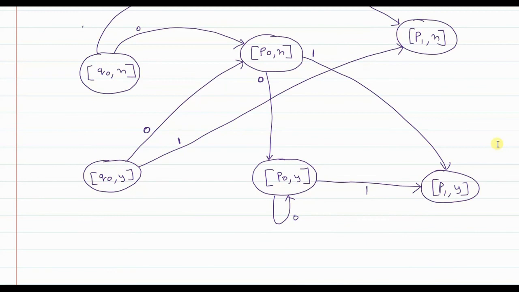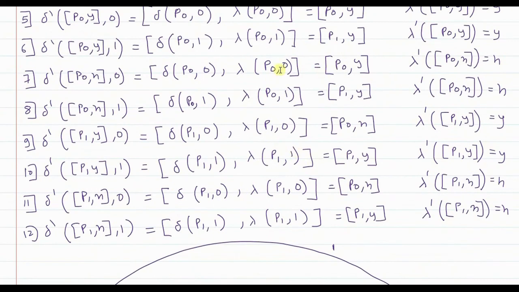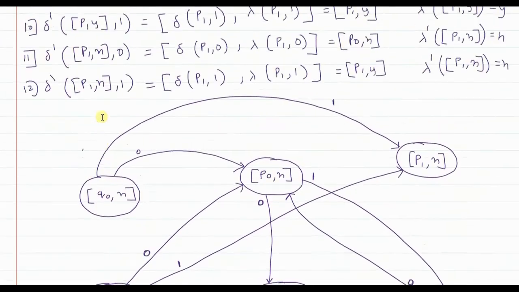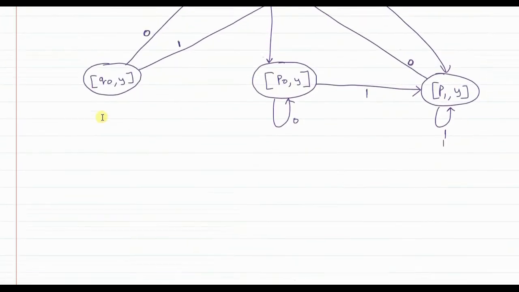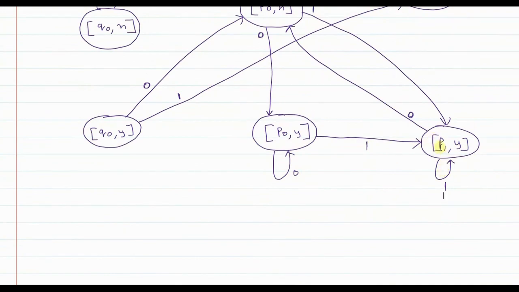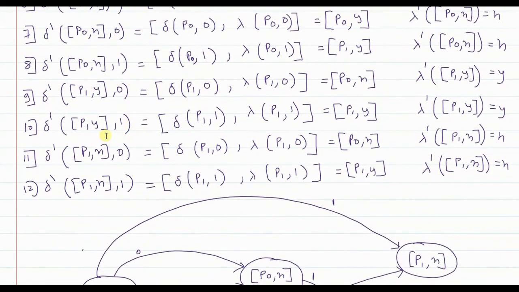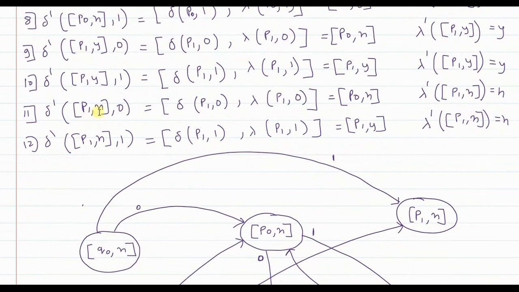Then P1 Y on 0 goes to P naught N, and P1 Y on 1 goes to P1 Y itself. So P1 Y on 0 and on 1 is over.